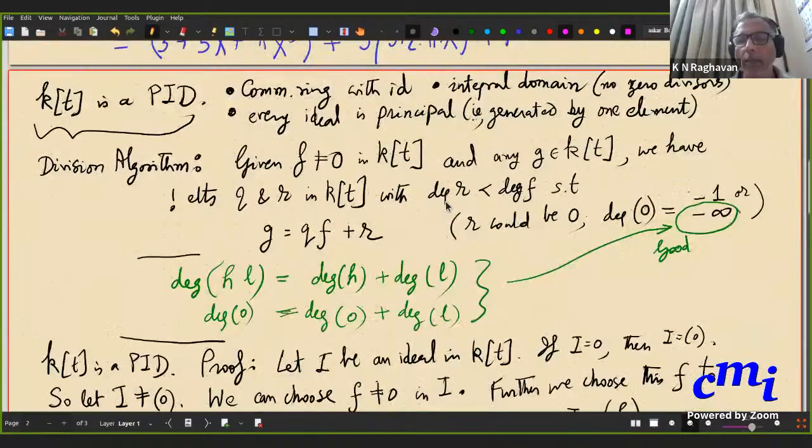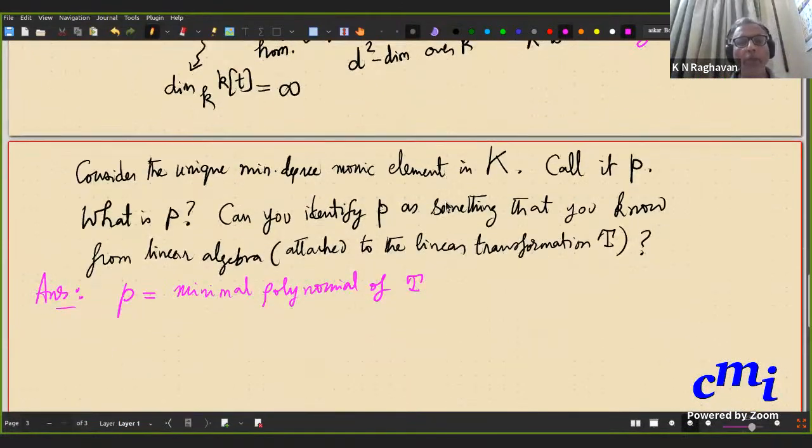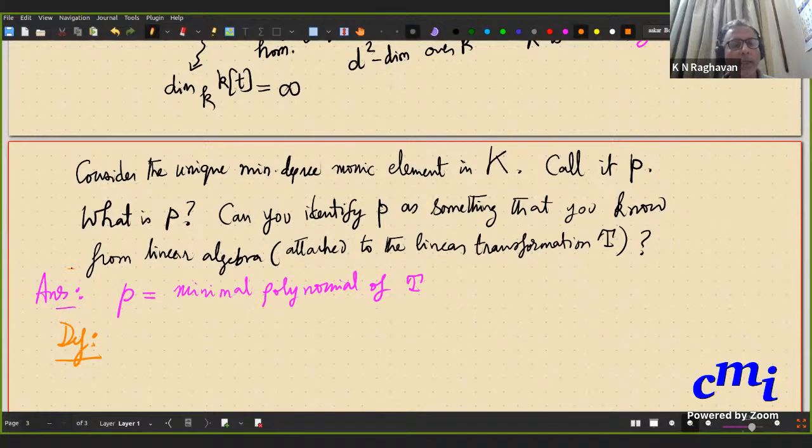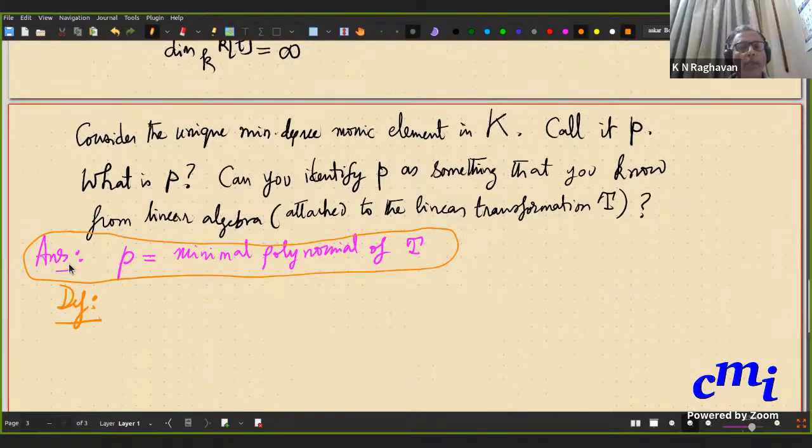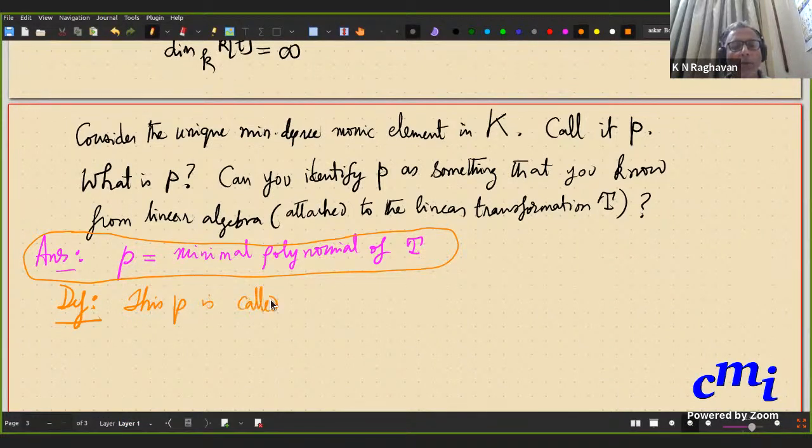Is this okay? So this is going to be the definition of my minimal polynomial. Okay, so I'm going to make this a definition. In fact, this is an answer because I'm relating it to something that you know, but what we are going to do is turn things around and say that this p is called the minimal polynomial. I'm going to make that the definition.